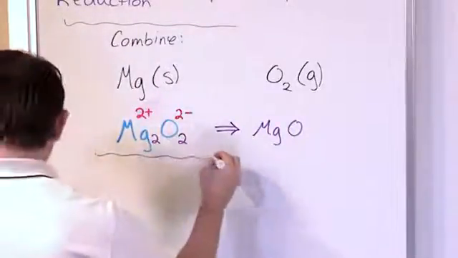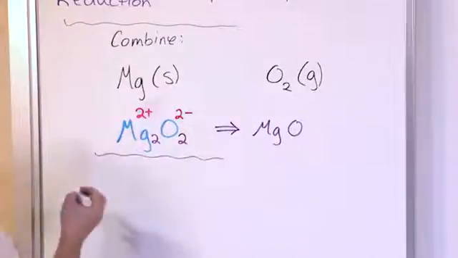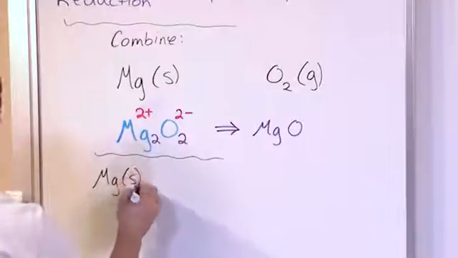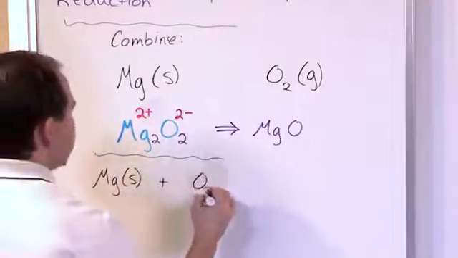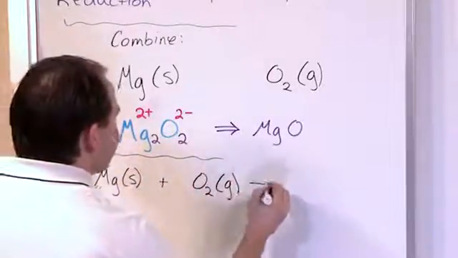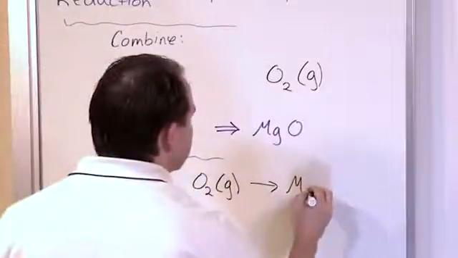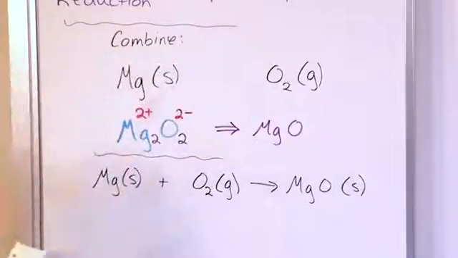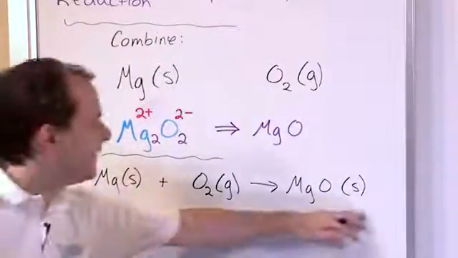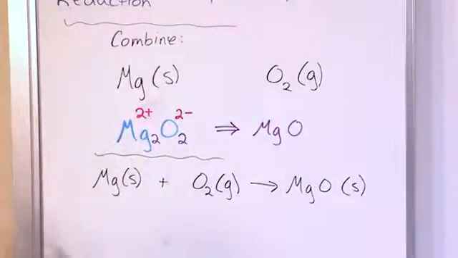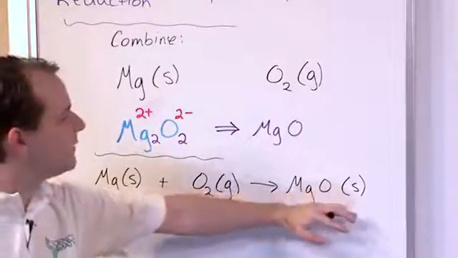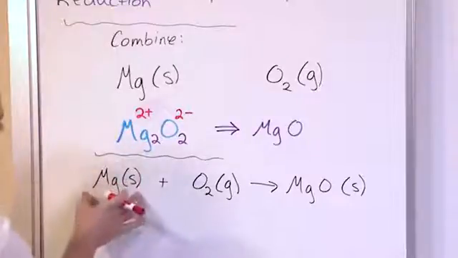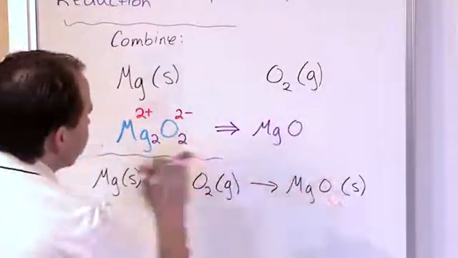form. So the reaction that's actually going to happen here is magnesium, which is a solid, plus oxygen, which is a gas, and that's going to yield MgO, which is a solid. So this is not a balanced reaction yet, but what we're saying is this plus this is going to end up giving us this. So now what we really have is a skeleton reaction. We know that magnesium is going to combine with oxygen. It's going to give us MgO.